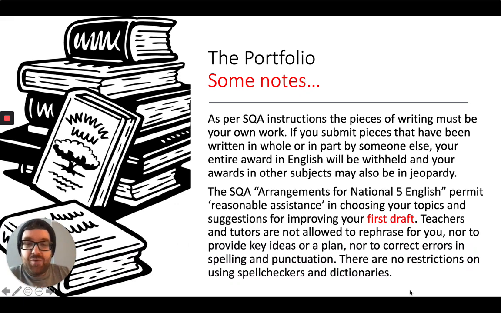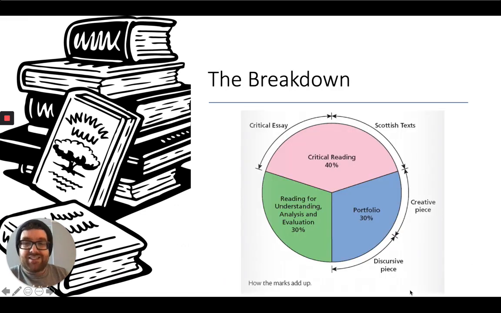The SQA arrangements for National 5 English permit reasonable assistance in choosing your topics and suggestions for improving your first draft. Teachers and tutors are not allowed to rephrase for you, nor to provide key ideas or a plan, nor to correct errors in spelling and punctuation. There are no restrictions on using spell checkers and dictionaries. So basically, we're allowed to help, but not so much that it's no longer really your piece of work. So we help you and then take the stabilisers off the bike, and you hopefully ride on and write a fantastic essay and don't crash into a bush or something. So that's that bit out of the way.